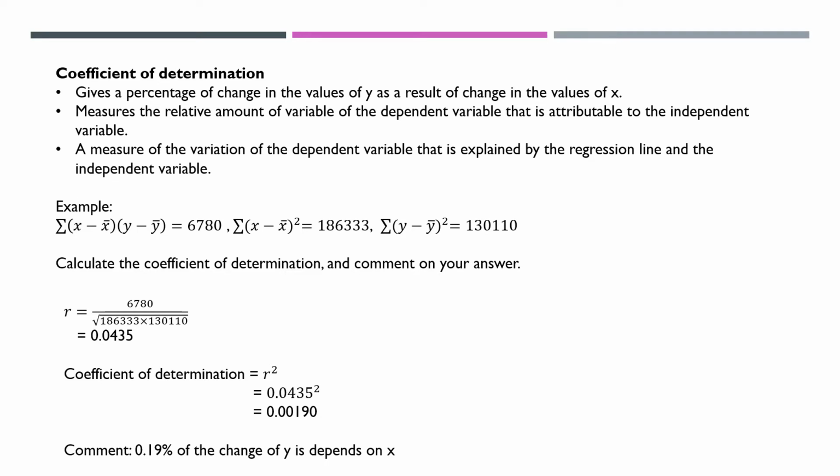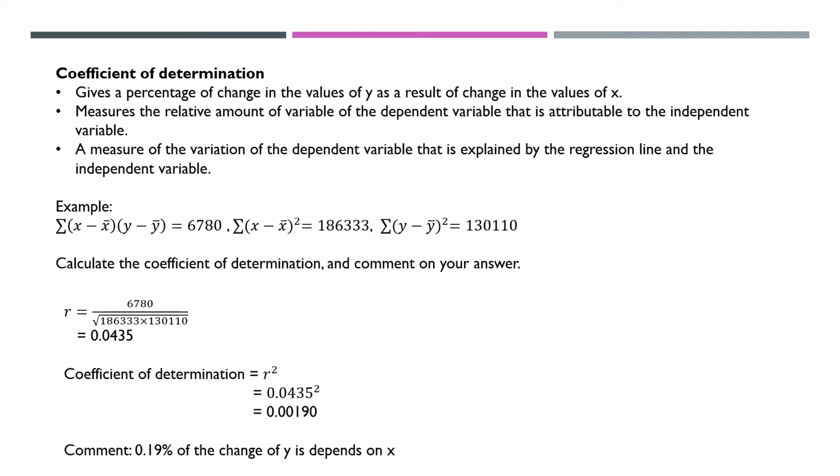The coefficient of determination gives the percentage of change in the values of y as a result of change in the value of x. It measures the relative amount of variation of the dependent variable that is attributable to the independent variable. It is a measure of the variation of the dependent variable that is explained by the regression line and the independent variable. So here is the example: calculate the coefficient of determination and comment on your result.